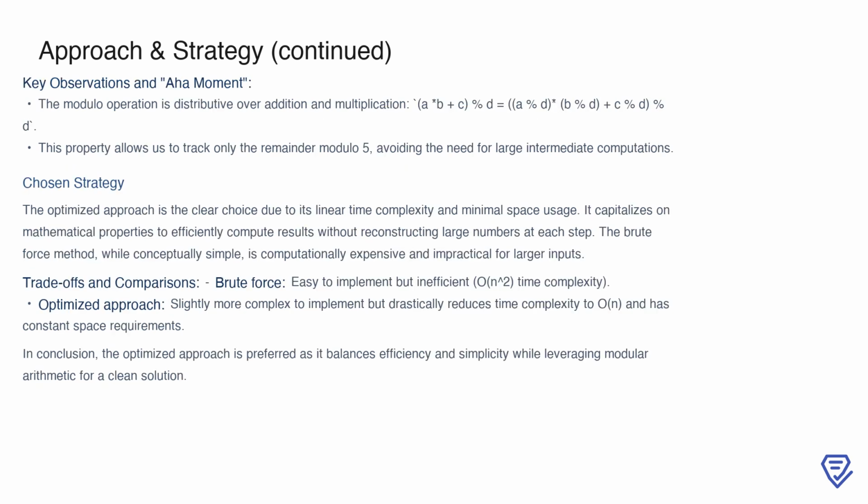The key to the optimized approach lies in the mathematical property that the modulo operation is distributive over addition and multiplication. This means we can calculate the remainder of a composite operation without fully evaluating the intermediate results. By leveraging this property, we only need to track the remainder modulo 5 as we process each bit, avoiding the need to compute large numbers. With this observation, the optimized approach becomes the clear choice for solving the problem.